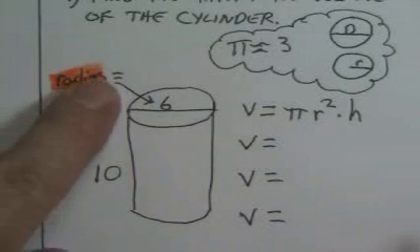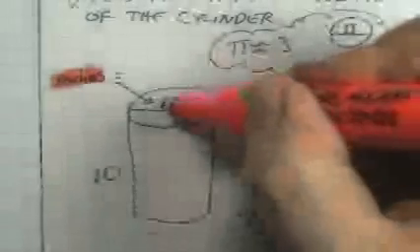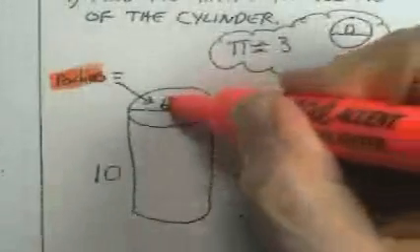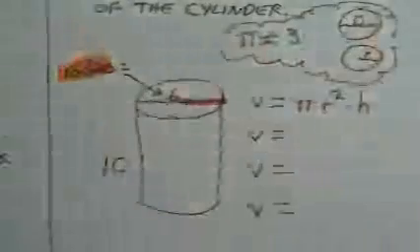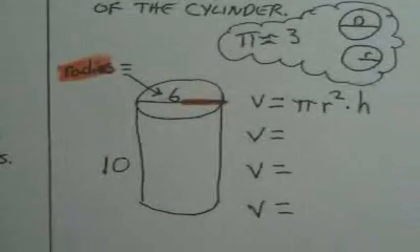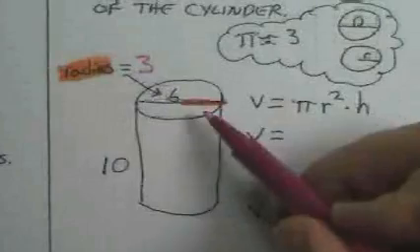Okay, let's take a look at the radius of the circle. 6 is not the radius of the circle. Remember, radius is halfway across. It's from the very center to the outside. That's the radius. So the radius in this case isn't 6, but it's 3. And that's where many students make mistakes.